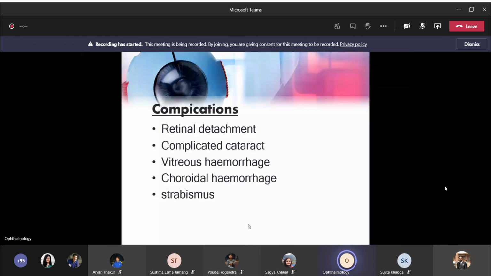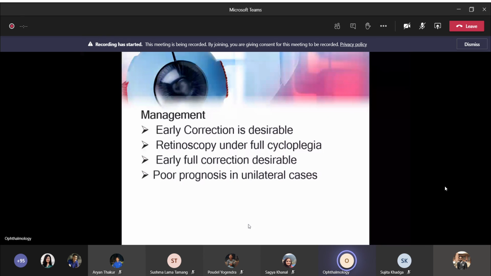Now, the common complications of myopia are retinal detachment due to the stretching of the eyeball, complicated cataract, vitreous hemorrhage, choroidal hemorrhage, and strabismus. How do we manage this? Early correction is desirable. Retinoscopy under full cycloplegia, early full correction is desirable. Prognosis is poor in unilateral myopia.